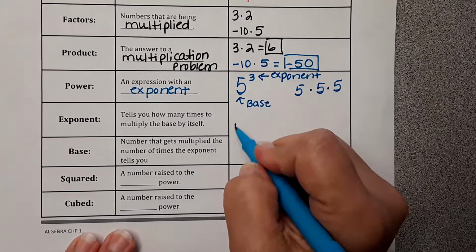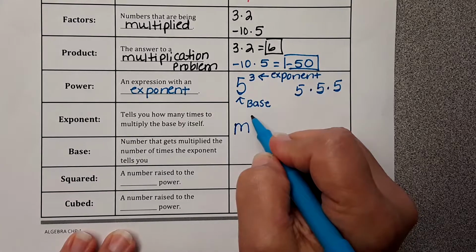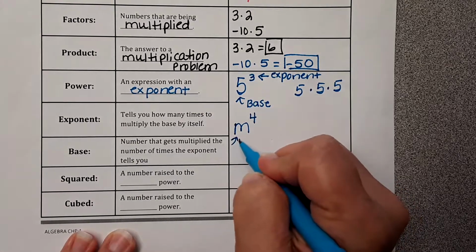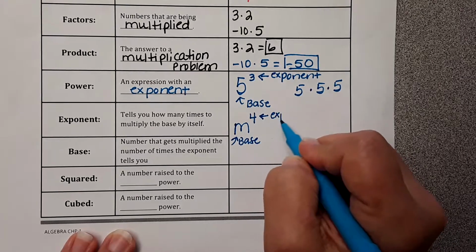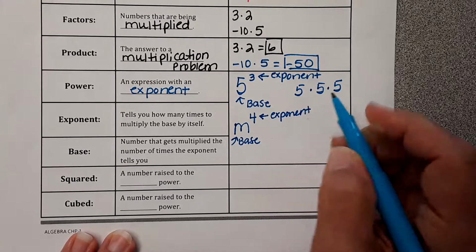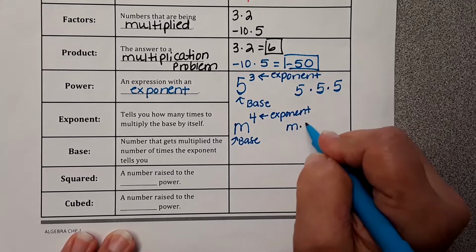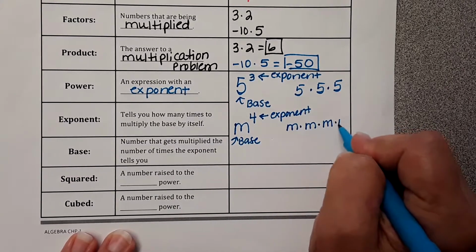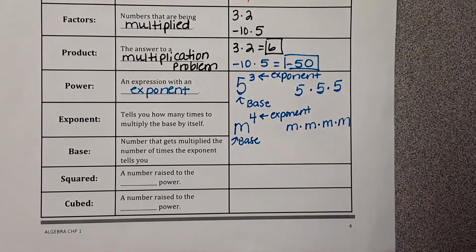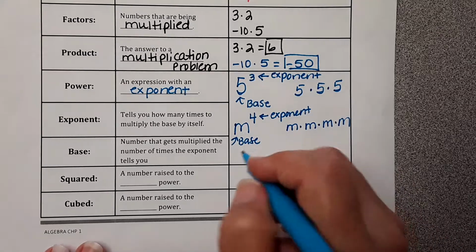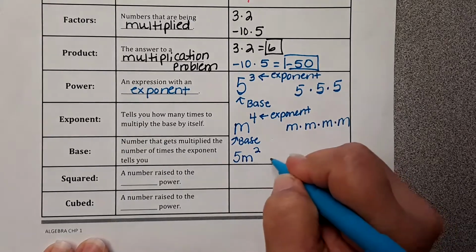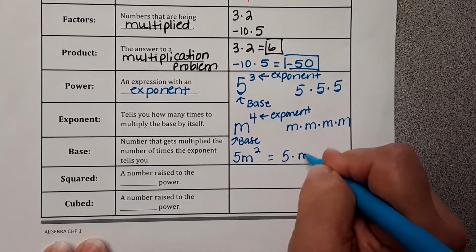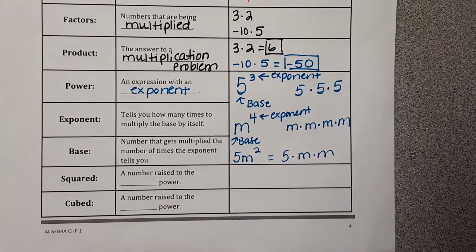And then we could do a variable, m to the fourth. This is still the base, and this is the exponent. Not m times 4. It would be m times m times m times m. The 4 tells us how many m's we need. And then we could have 5m to the second, and that would be 5 times m times m, because m is the base, not 5.